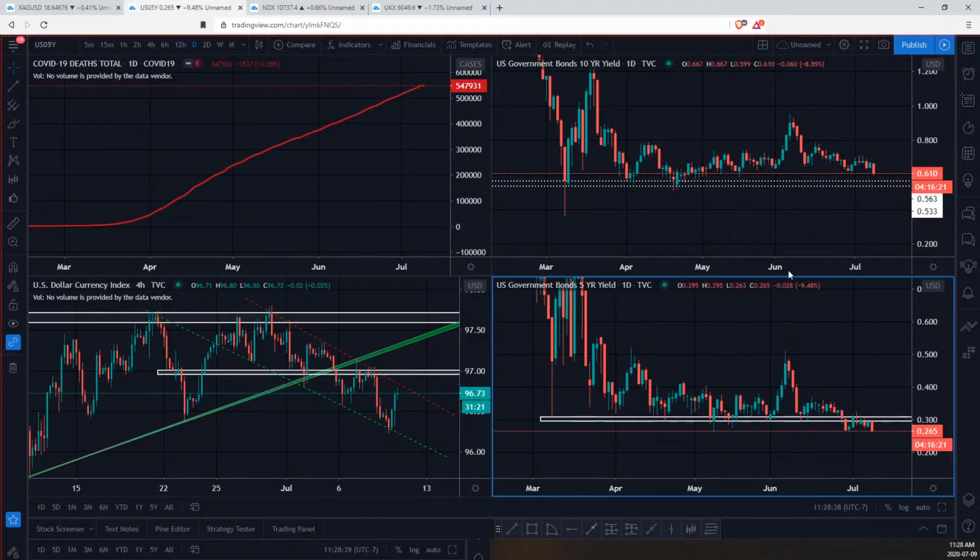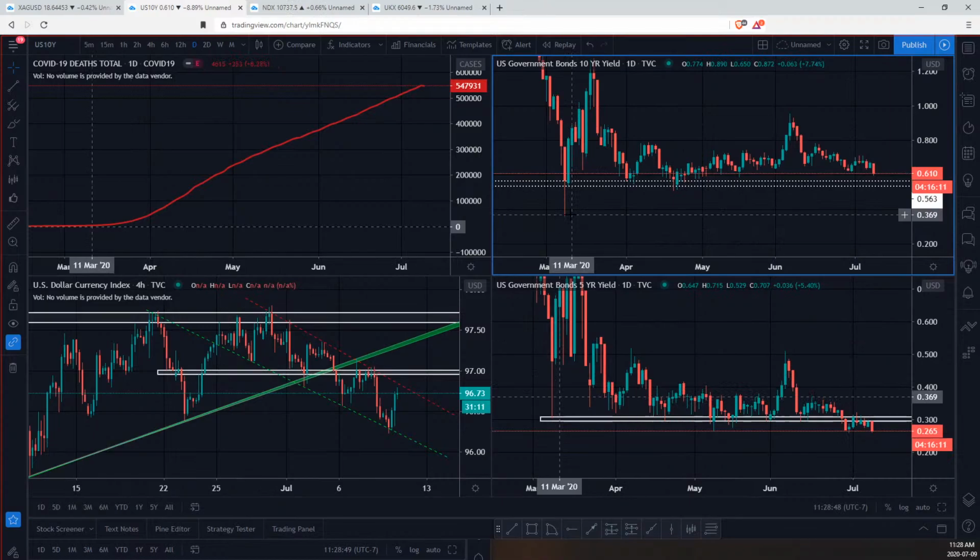capital into bonds, but it's not like it's an absolute move to the downside yet. We're just consolidating. The 5-year is potentially making a new low, or at least testing the previous low, but the 10-year is definitely far from that zone.